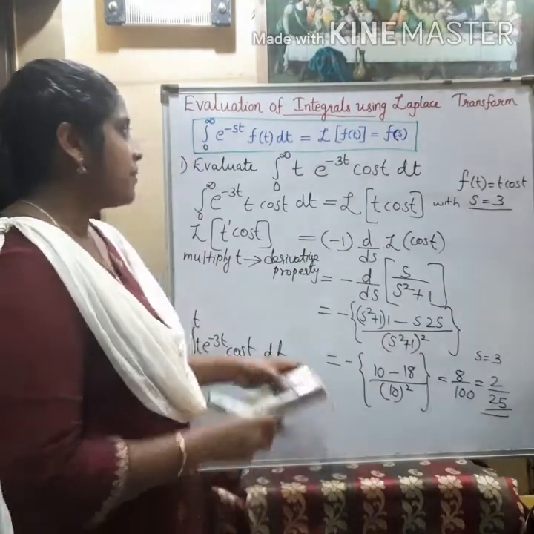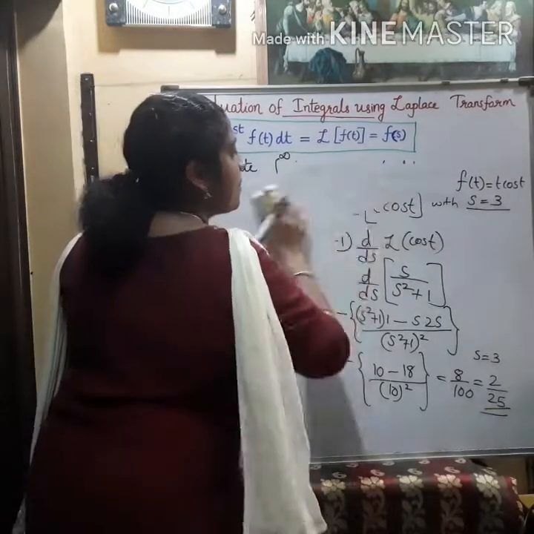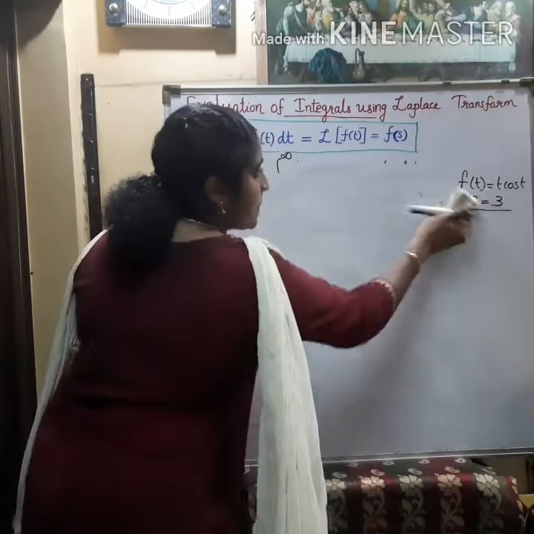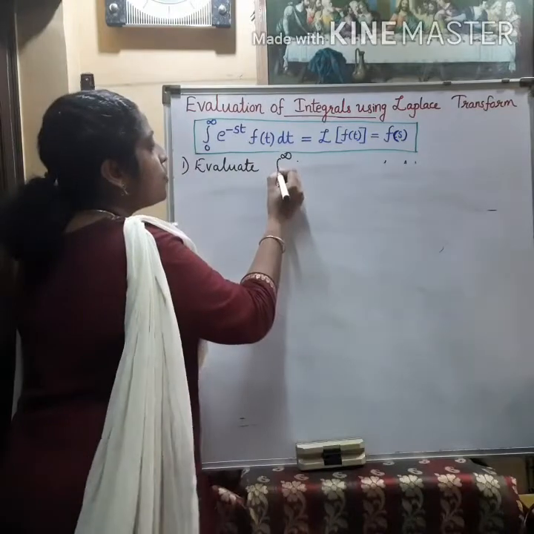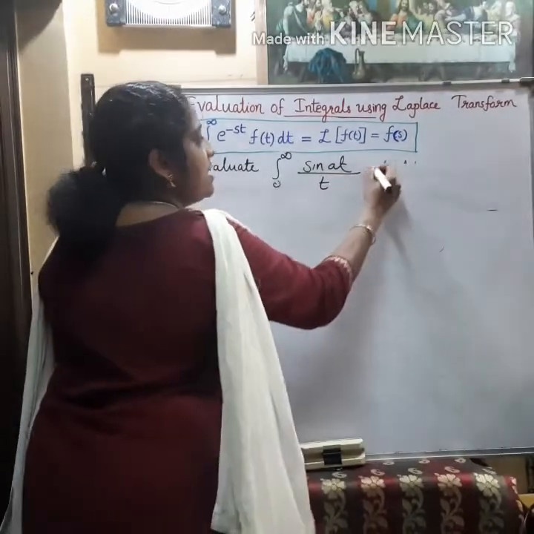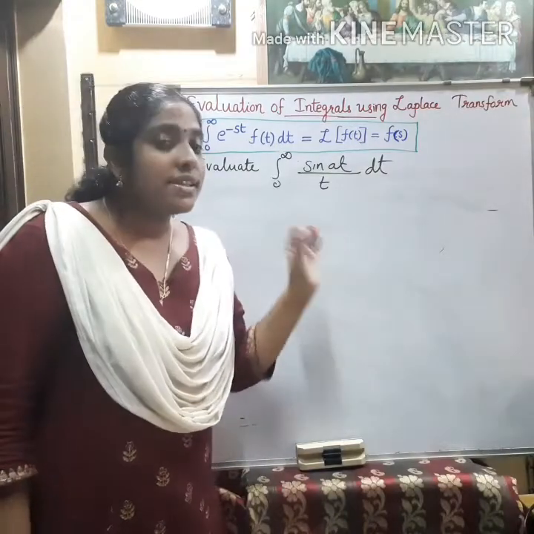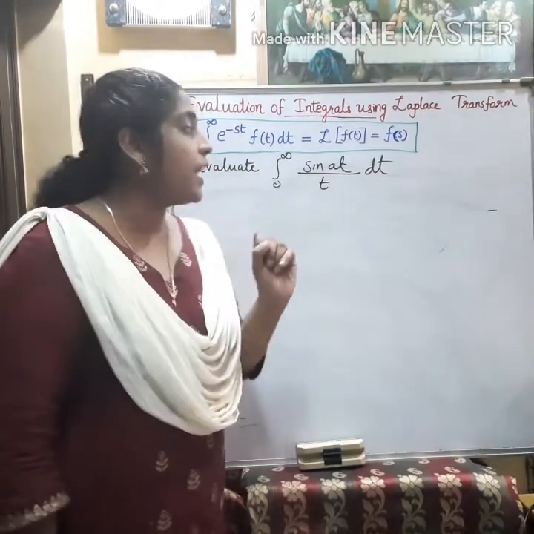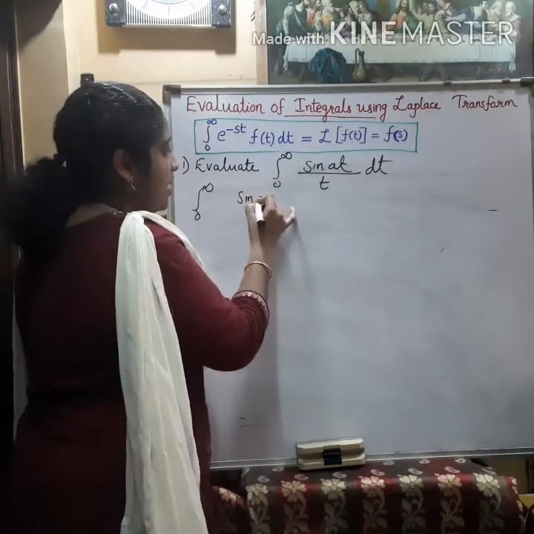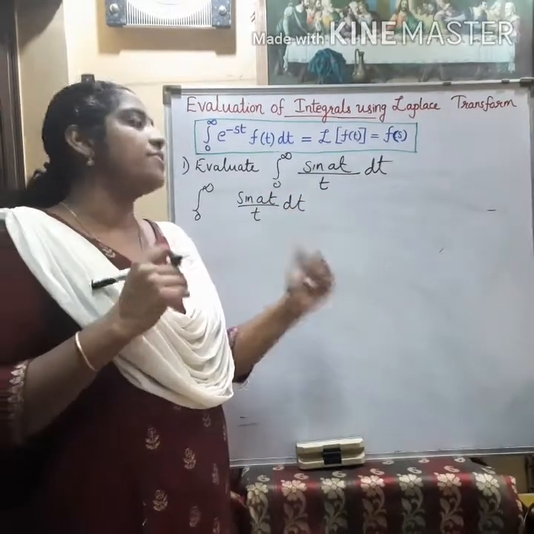Okay, you can see another problem. Evaluate the integral 0 to infinity sin at divided by t dt. Okay, sin at divided by t dt. Can we find out this integral using Laplace transform? Okay, see this here, there is no s term, the e raised to minus st term is not there. Here we have sin at by t dt. Okay, so we can also find out this using Laplace transform.